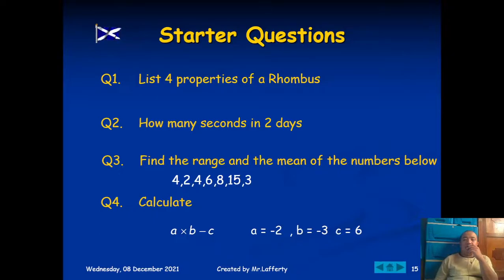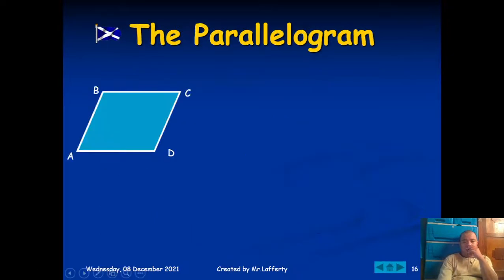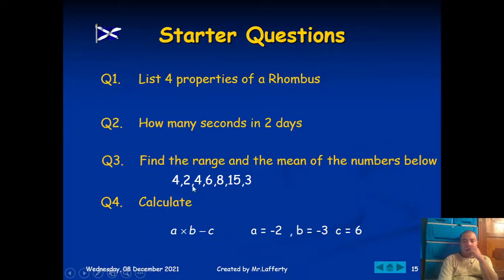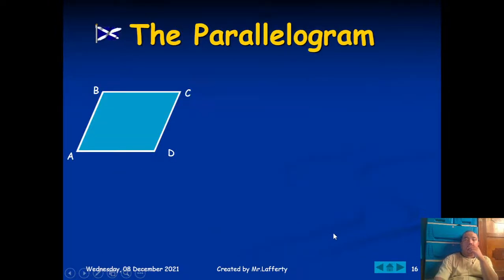Find the range and the mean of the numbers below. Question number 3. Wait, sorry. Pag range, 15 minus 2, 13. Pag average, pag mean, 16, 24, 39 plus 3, 42 divided by 6. 6 is the mean. Negative 2 times negative 3 is 6. 6 minus 6, 0.